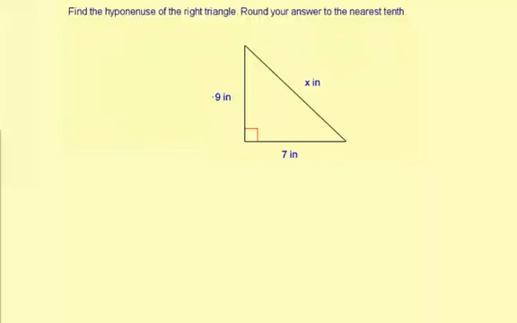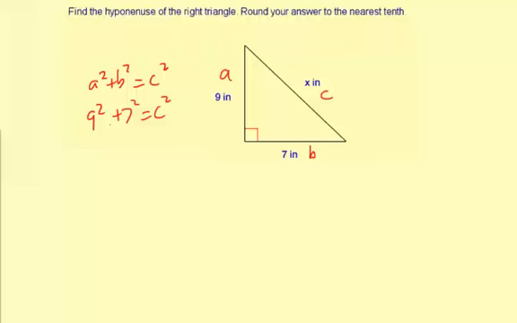Pythagorean theorem says for a right triangle, if the legs are A and B and the hypotenuse is C, A squared plus B squared equals C squared. So, if our A is 9 inches, it'll be 9 squared. And if our B is 7 inches, it'll be plus 7 squared equals C squared.